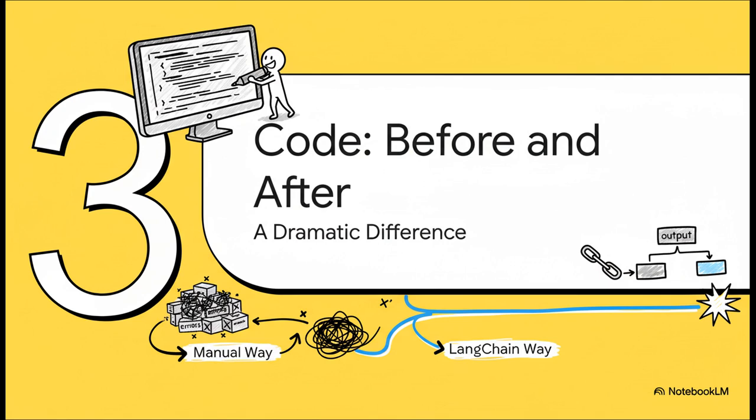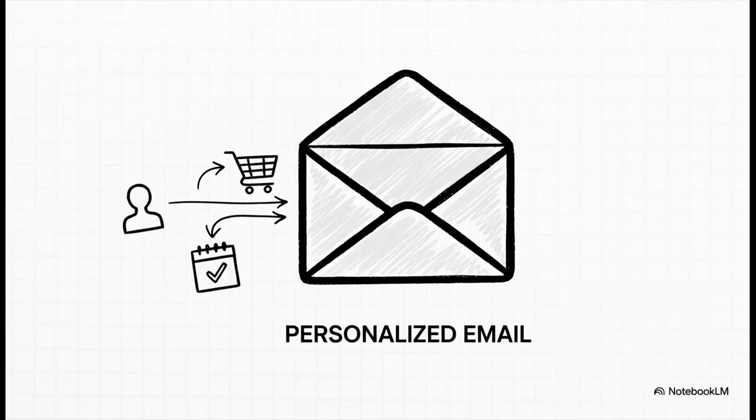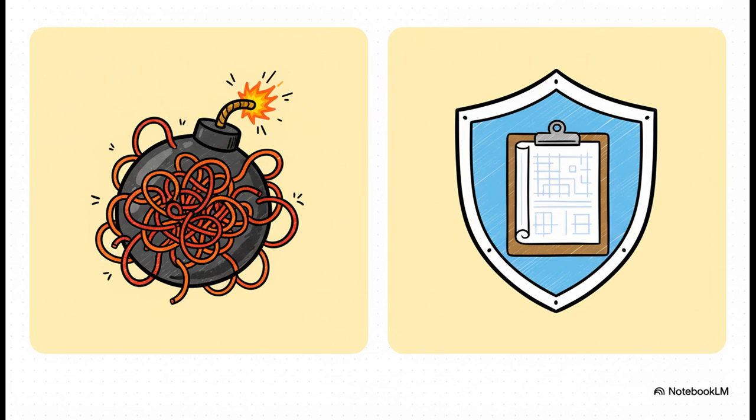So, okay, the numbers are pretty convincing, right? Huge gains in efficiency, way more reliability. But what does this actually look like in the code? Well, the difference is night and day. Let's dive in and see the before and after. All right, let's start with a classic example, something pretty much every app needs to do at some point: generating a personalized email. Okay, so on the left, you've got the old way, the manual f-string.